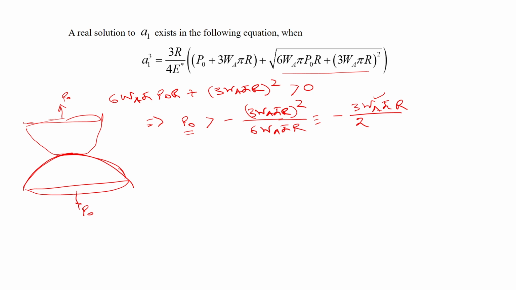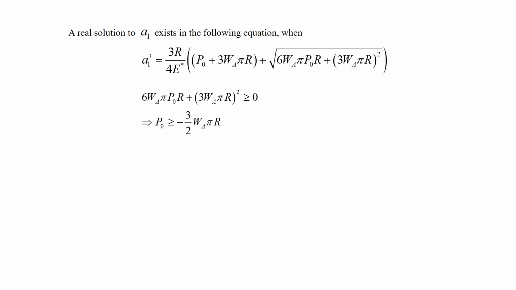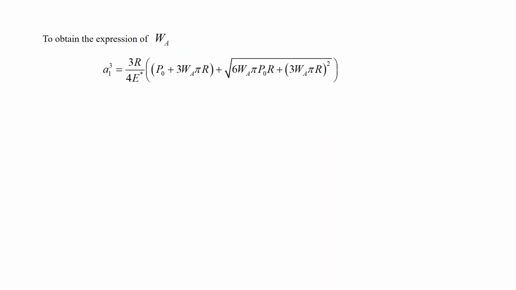So, we are trying to estimate the pull off load required to separate these two spheres, because these two spheres are in contact because of adhesion. How much force has to be applied? It will be given by P0 equal to 3 by 2 W_A pi R. As the pull off force increases beyond that, A1 will go to 0, the contact will go to 0 because there is no real solution beyond that. So, this is the pull off load for this particular case, that is all it means.